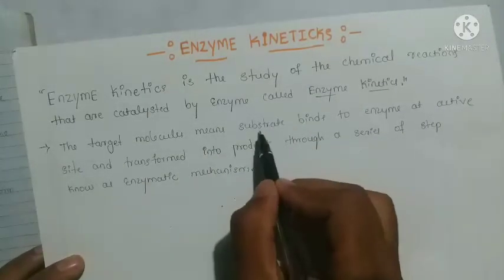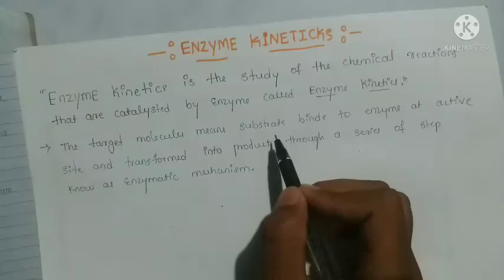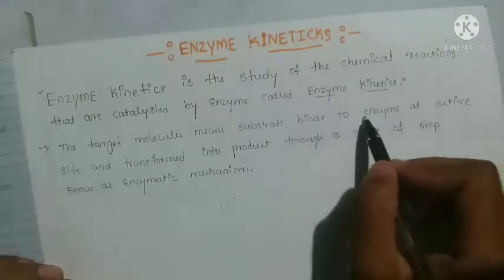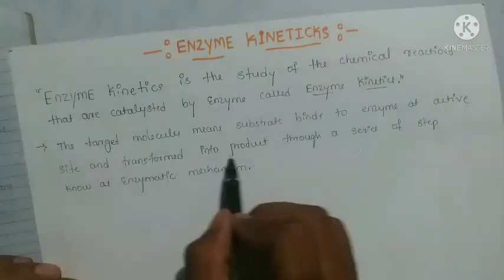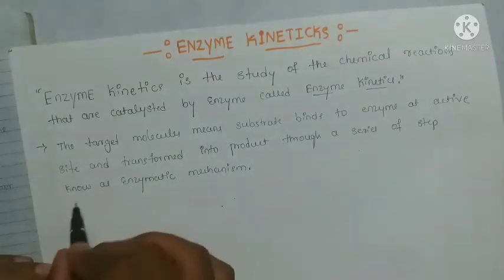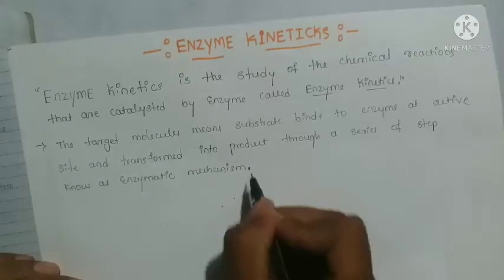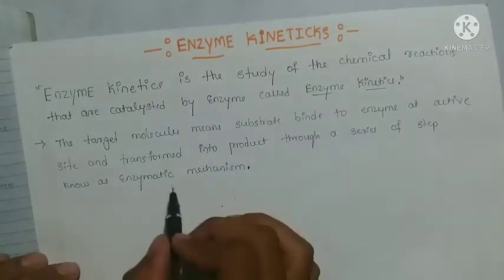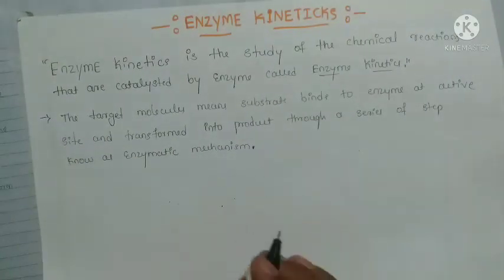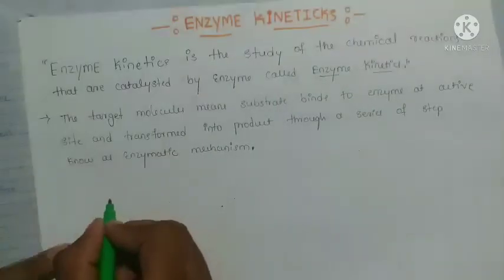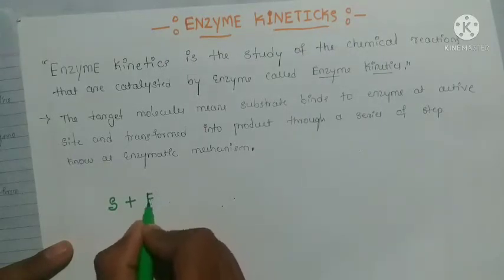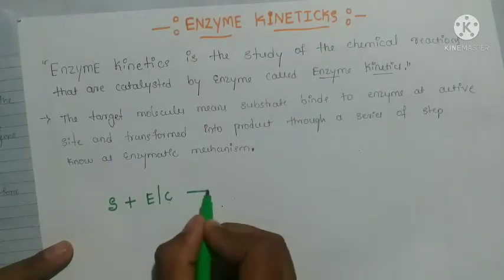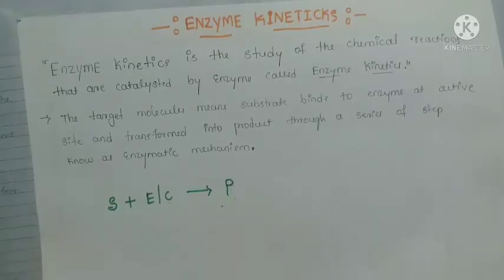Here, friends, the substrate or the reactant binds to the enzyme at an active site and is transformed into a product through a series of steps known as the enzymatic mechanism. Let us take one chemical reaction: substrate plus enzyme gives a product.